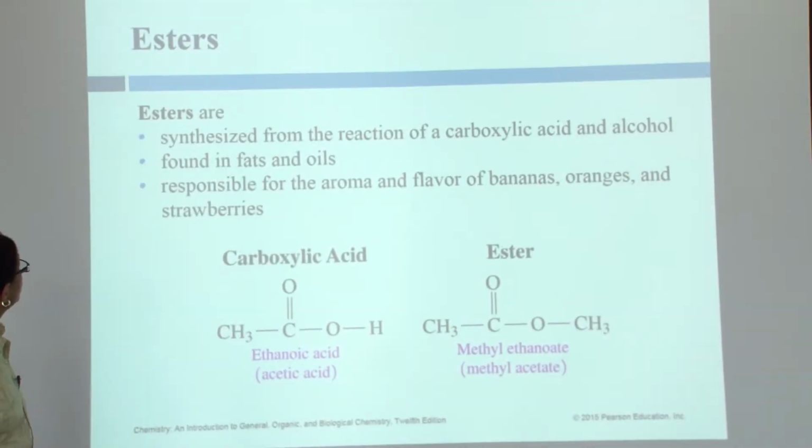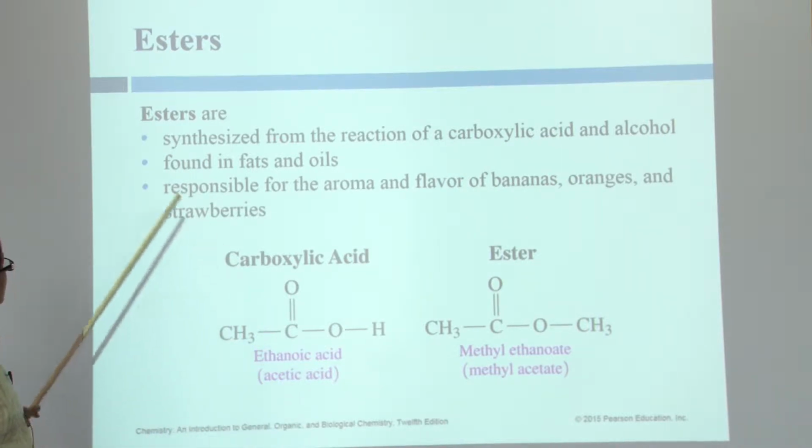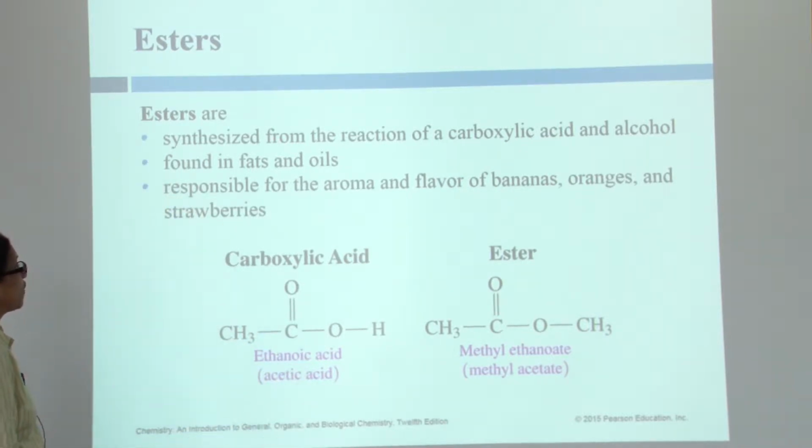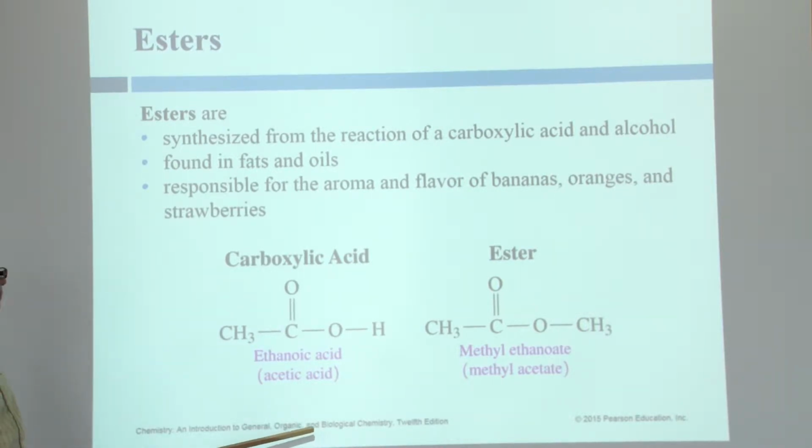The next molecule we will look at are esters. Esters are molecules that are synthesized from the reaction of carboxylic acid and alcohol, are found in fats and oils, and are responsible for the aroma and flavors of banana, oranges, strawberries. All the artificial flavors that we have are esters.